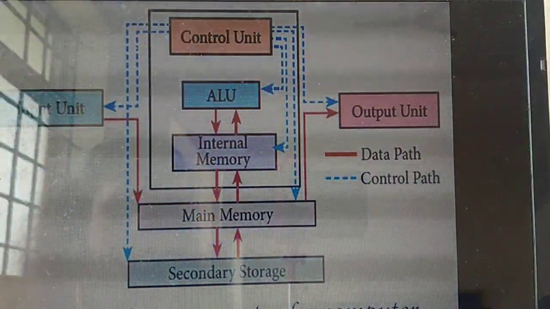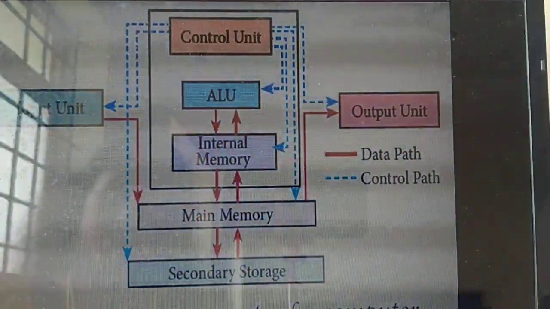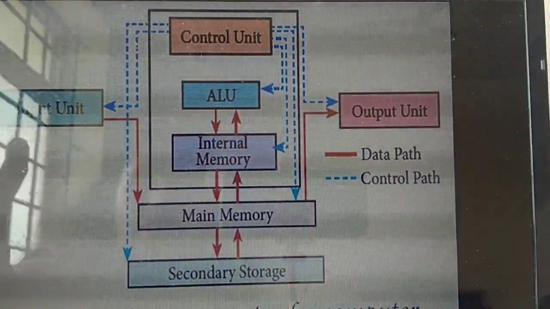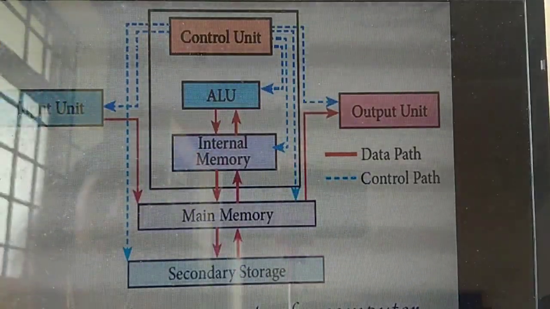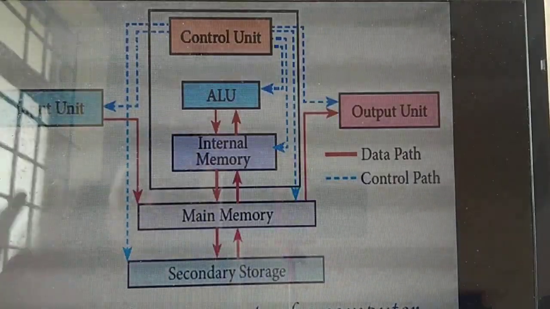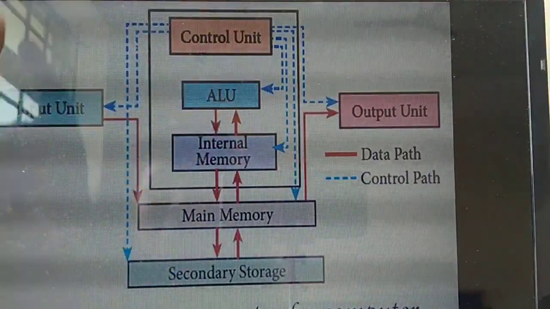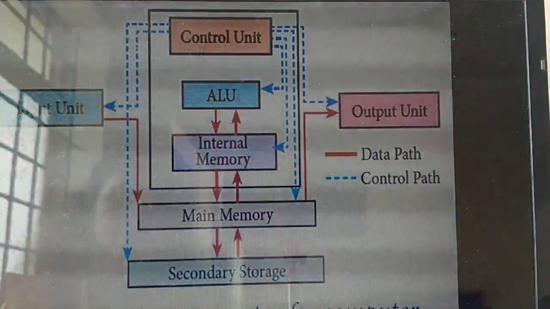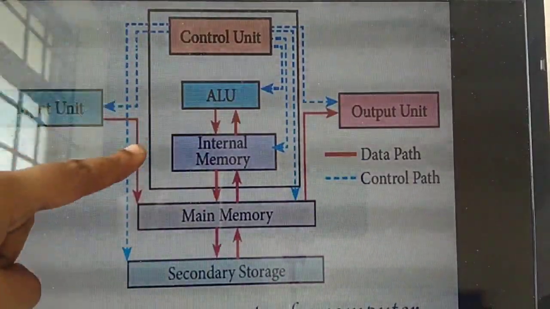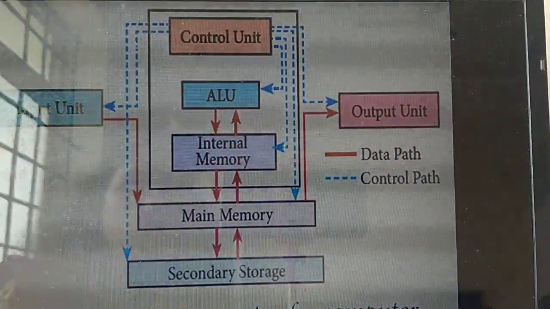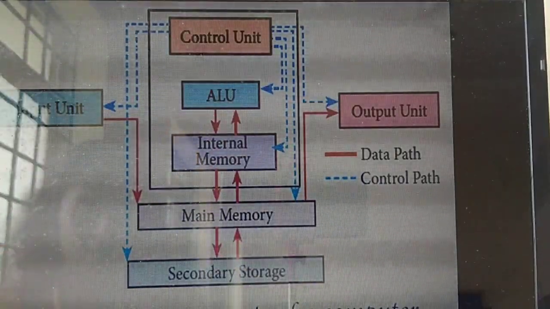How many units are there? 3 units. What are they? Input unit, processing unit and output unit. Our user is giving input data using the input unit, and it goes to the CPU, the center portion. What are the things inside the CPU? Control unit, ALU, internal memory, main memory. Memory is divided into two types: main memory as well as secondary memory.